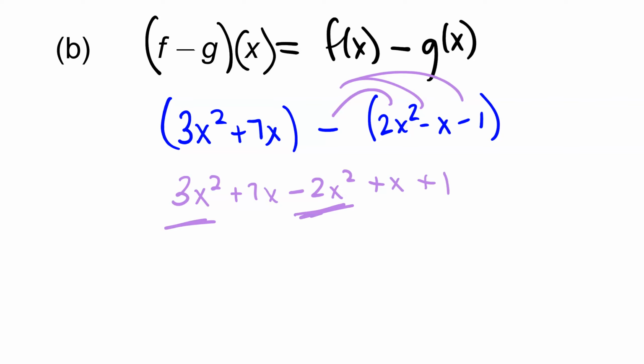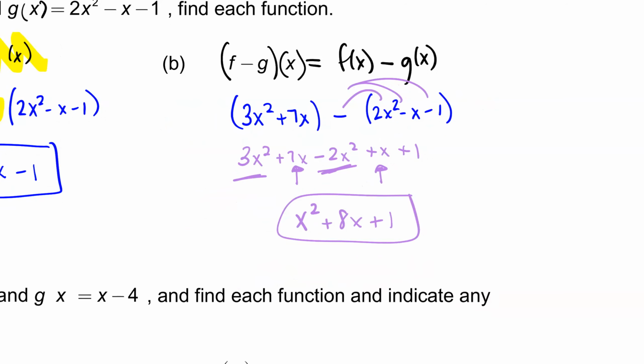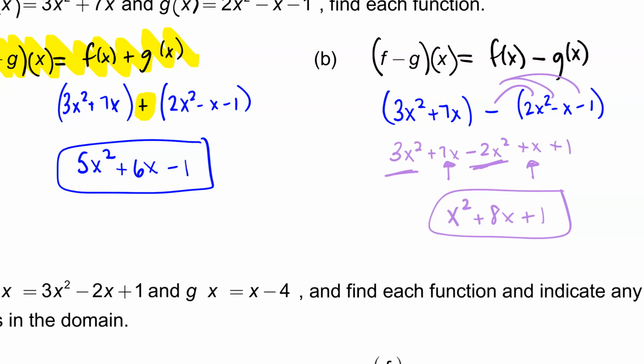All right, we're going to combine like terms. 3x squared minus 2x squared is just x squared. Then I take the plus 7x plus x. That's going to be plus 8x. And then it's a plus 1. I like this. So we're good, right? Yeah, I feel good about it.